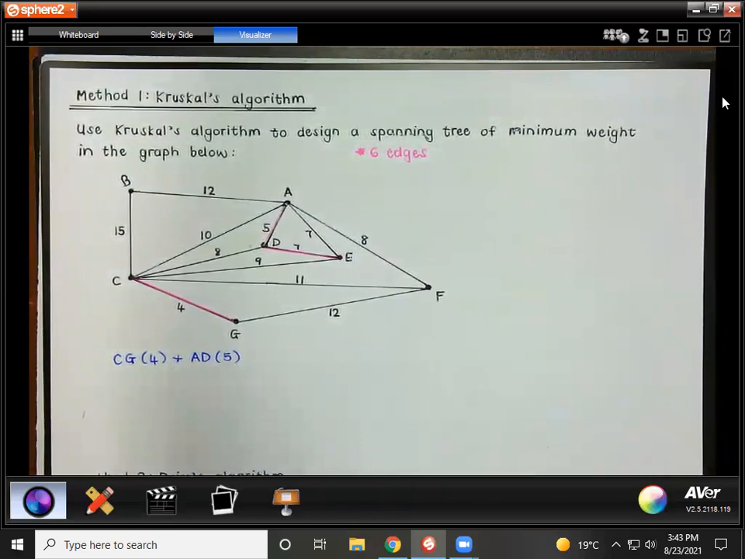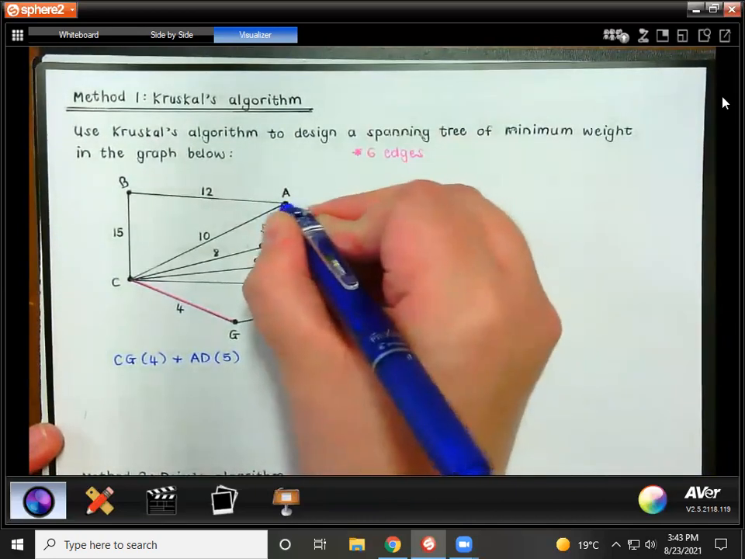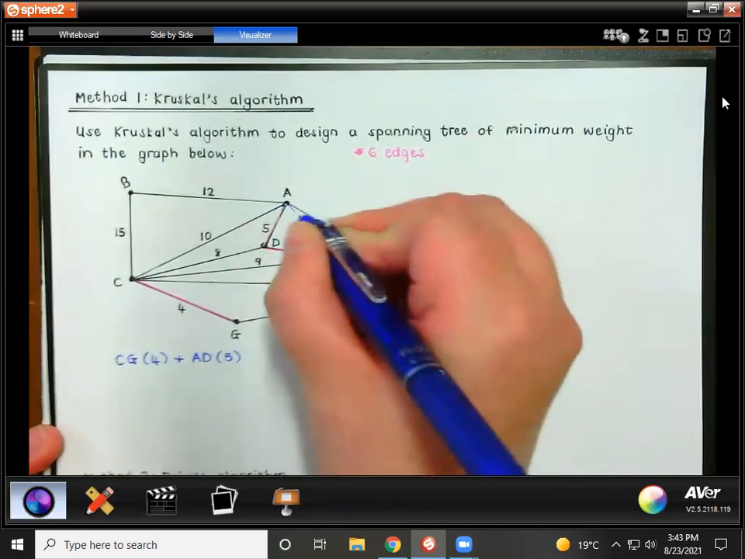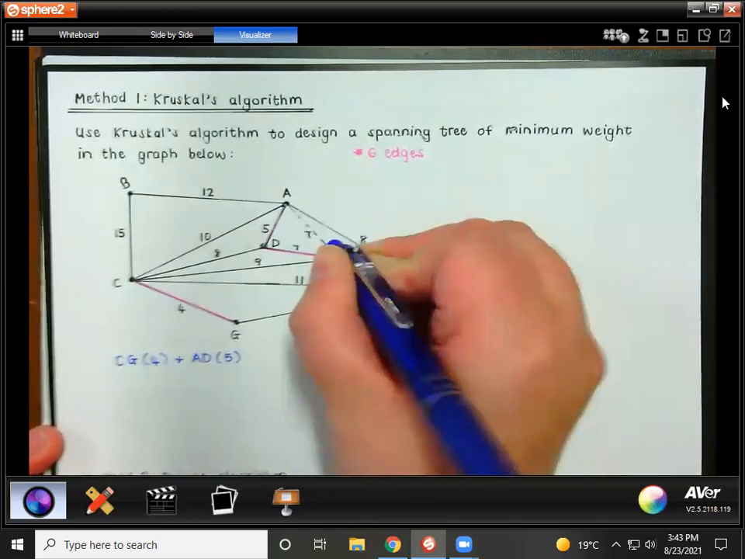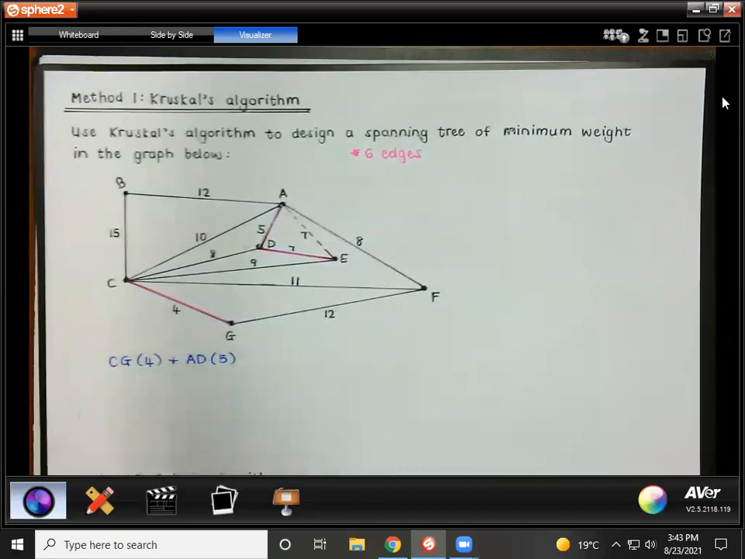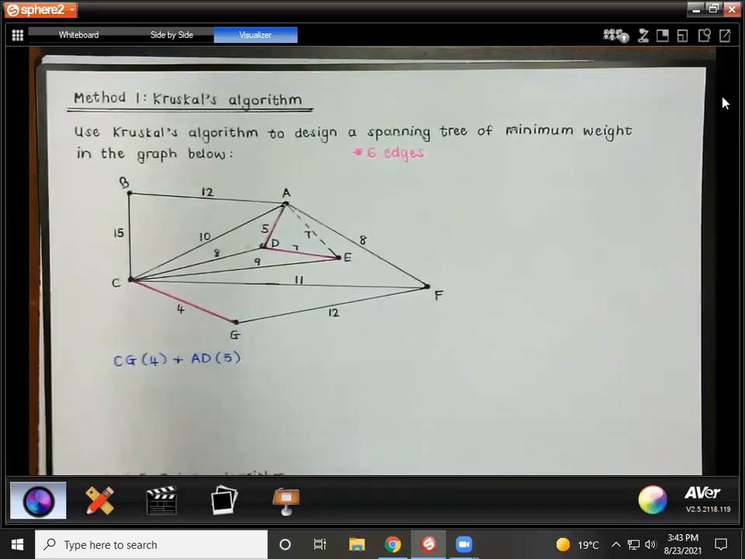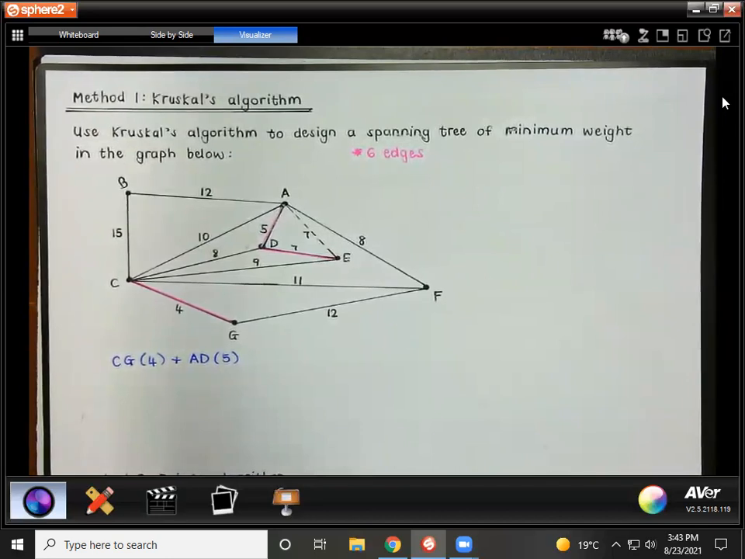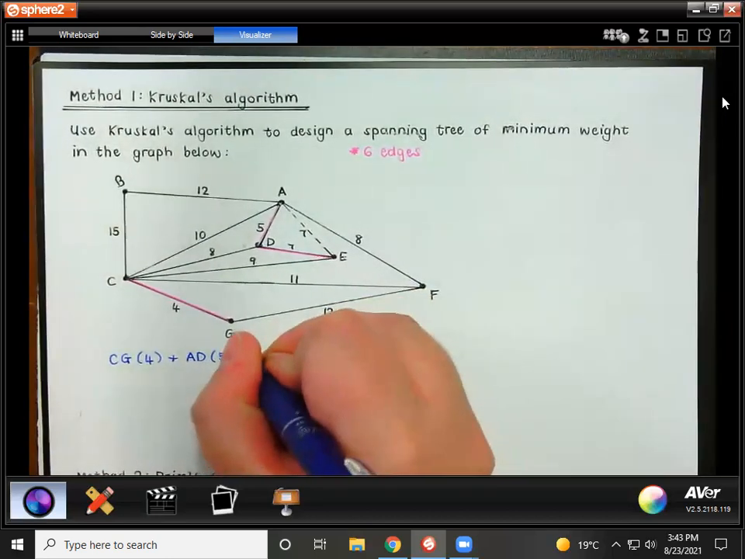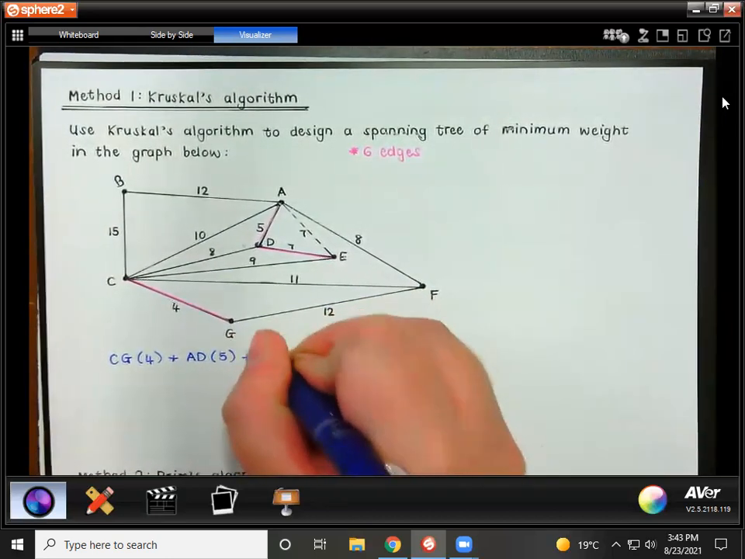You obviously can't do that if you've done it in pen. But if it's in pencil, maybe you want to do a little dotted line there. But don't worry if you can't, we'll just not color that one in. And yes, you could have done AE instead of DE. It would have had the same effect because it has the same weight, and that's all we're interested in. So let's fill in DE, which is 7.